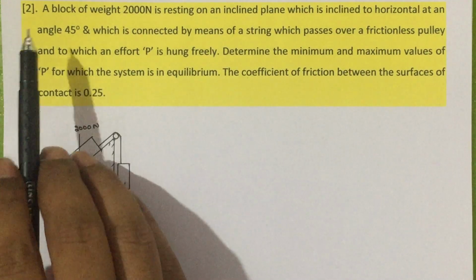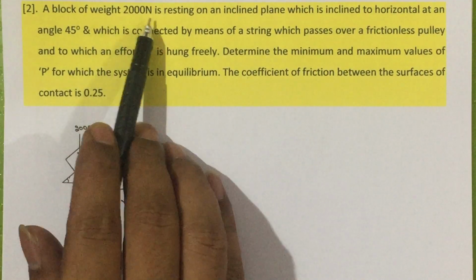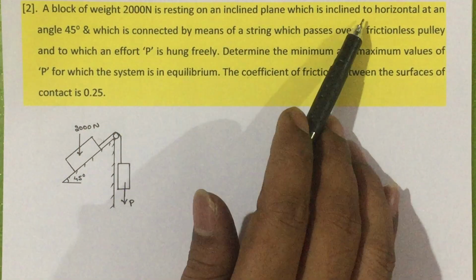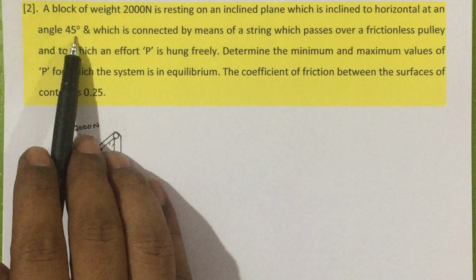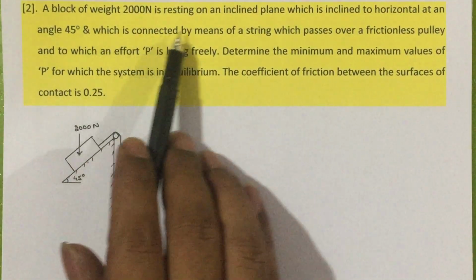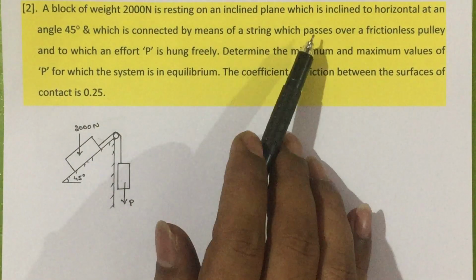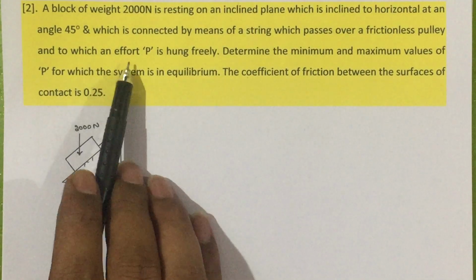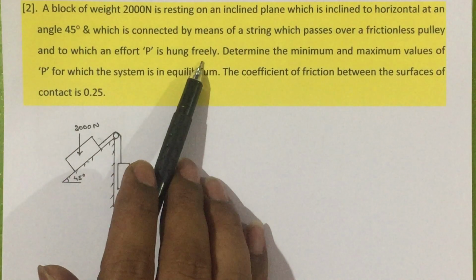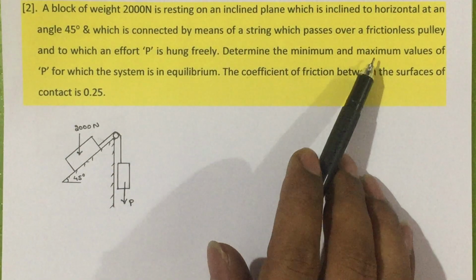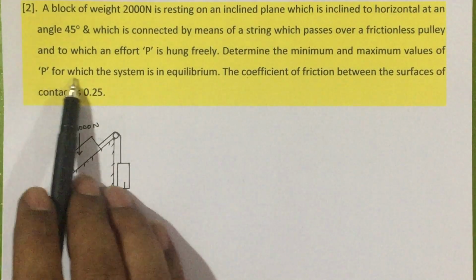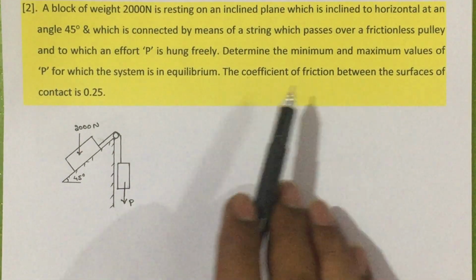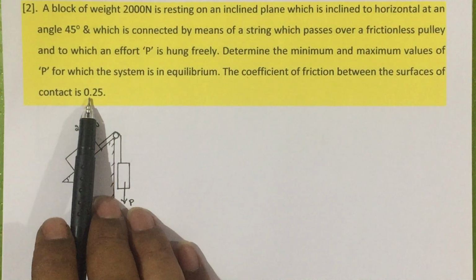Hi, example number 2. A block of weight 2000 Newton is resting on an inclined plane which is inclined to horizontal at an angle of 45 degree and which is connected by means of a string which passes over a frictionless pulley and to which an effort P is hung freely. Determine the minimum and maximum values of P for which the system is in equilibrium. The coefficient of friction between the surfaces of contact is 0.25.